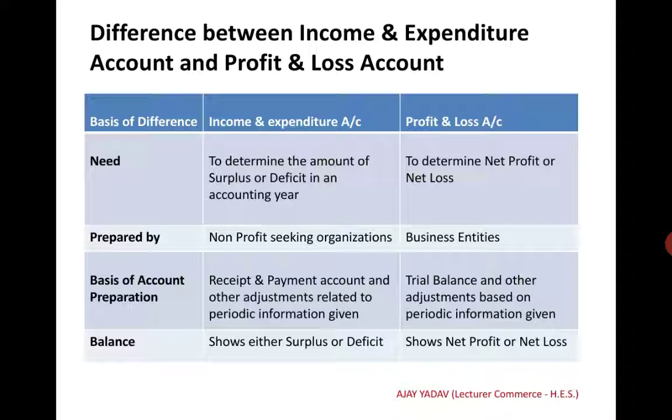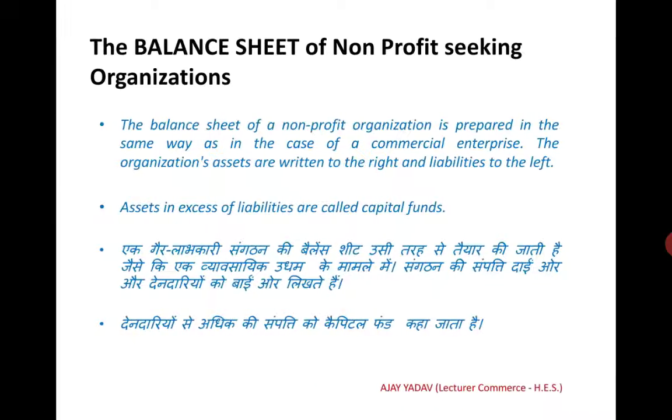Basis of account preparation: income and expenditure account is prepared on the basis of receipt and payment account and other adjustments related to periodic information given, and profit and loss account is prepared on the basis of trial balance and other adjustments based on periodic information given. Balance: income and expenditure account closing balance always shows either surplus or deficit, and profit and loss closing balance shows net profit or net loss.